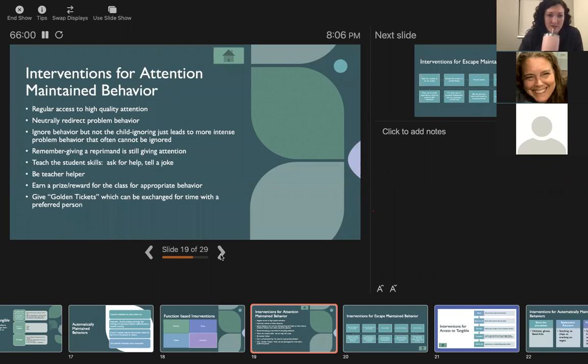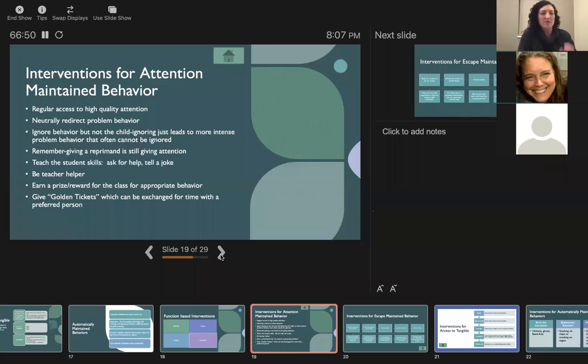Teach the student skills. We can teach the student to ask for help, teach the student to tell a joke. If they have these other natural or more socially acceptable ways of getting attention, they may not need to engage in the problem behavior. We can have them be the teacher helper. We can earn a prize or reward for the class for appropriate behavior. That way the whole class says, oh, thanks, Johnny, you earned us this extra recess. And so then they're getting attention from the teacher and peers, and give golden tickets.